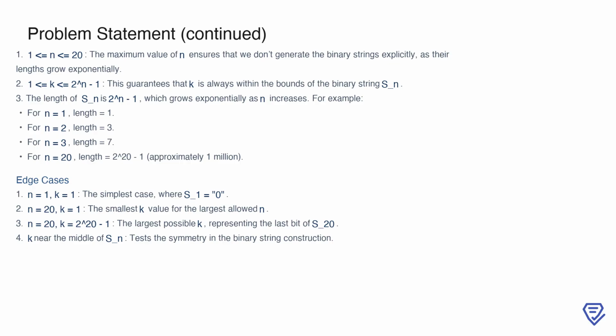Edge cases include small values of n and k, such as n equal to 1, where the string is minimal, and large values like n equal to 20 with k near the extremes of the string. Additionally, k values near the middle of s_n are interesting because they test the symmetry of the string construction process.